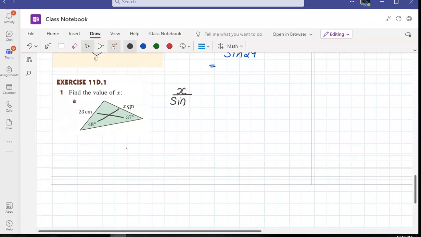sine of the opposite angle to x. What's the opposite angle to x? Yeah, we put equals the pair that we know. What's the pair that we know? So 23, and you just have to make sure that you don't say it's 23 over 37. Make sure it is 23 over sine 37. I have had students before say sine 23 over 37. Well, don't mix those up.